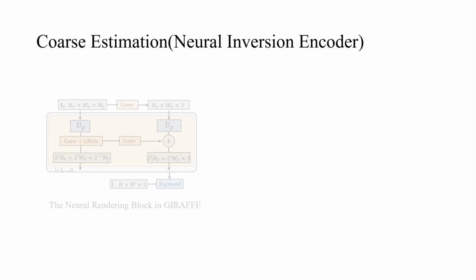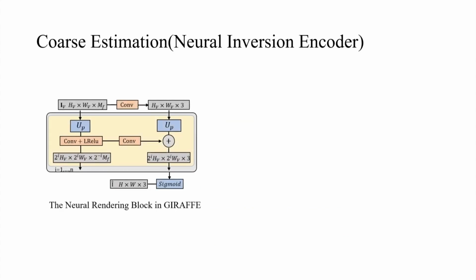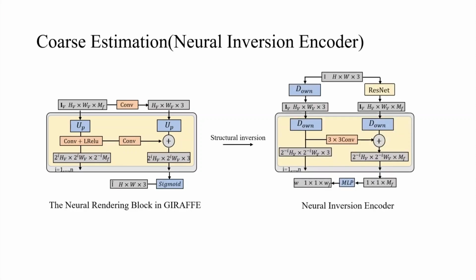In this stage, we perform coarse estimation on the latent codes corresponding to the segmented images. We reverse engineer the structure of Giraffe's neural rendering to obtain our neural inversion encoder. Unlike typical encoder-based methods, it's difficult to predict all codes using just one encoder. Therefore, we assign an encoder to each code, allowing each encoder to focus solely on predicting one code. Hence, we need a total of 8 encoders.